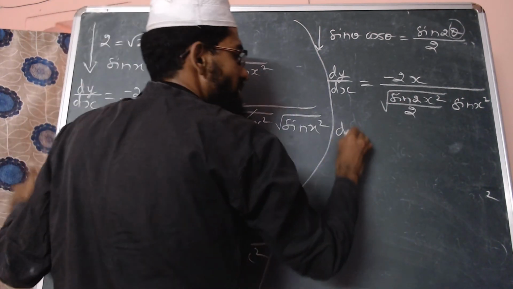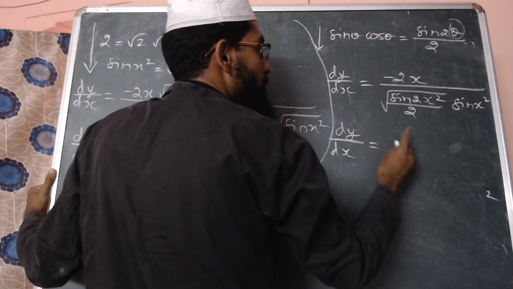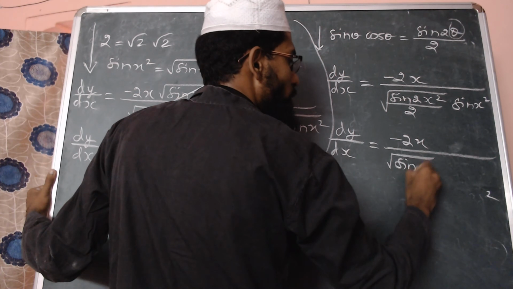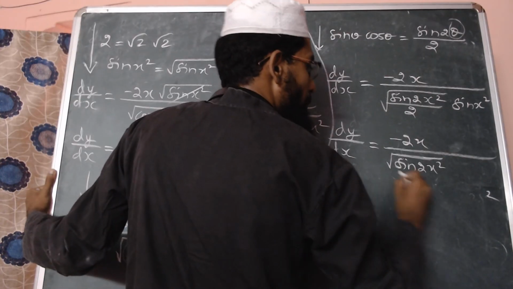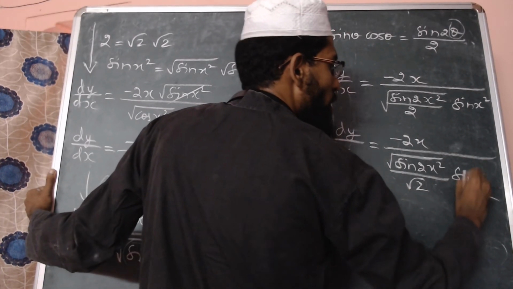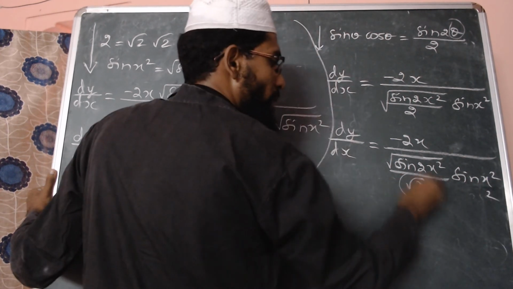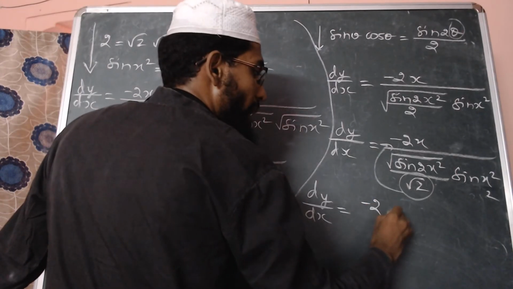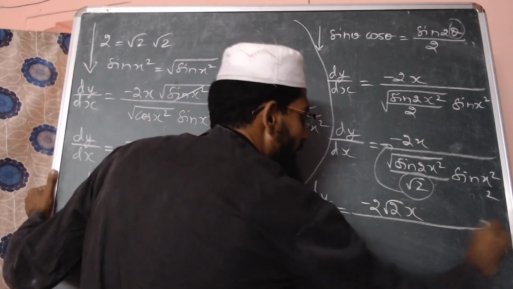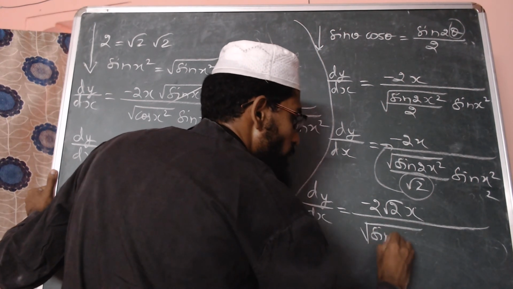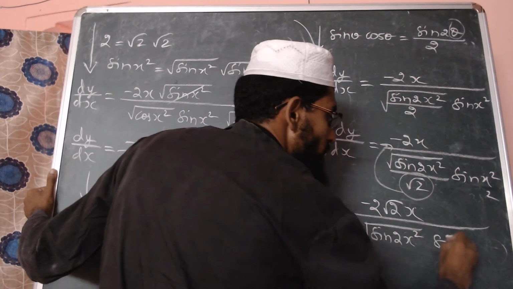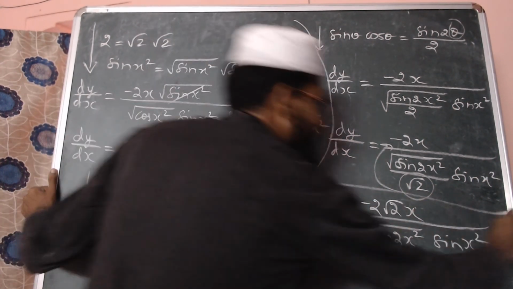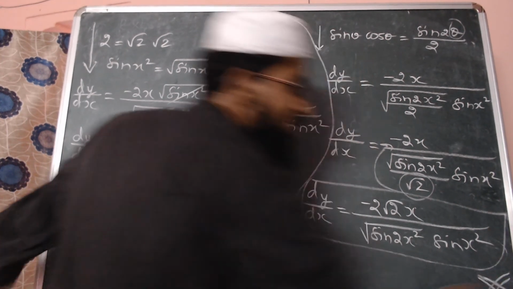Now I can split it as dy by dx equal to minus 2x by root of sine of 2x square by root 2 into sine of x square. Now I can bring this root 2 to the top. I can write it as dy by dx equal to minus 2 root 2 x divided by root of sine of 2x square into sine of x square. So this will be my dy by dx, right?